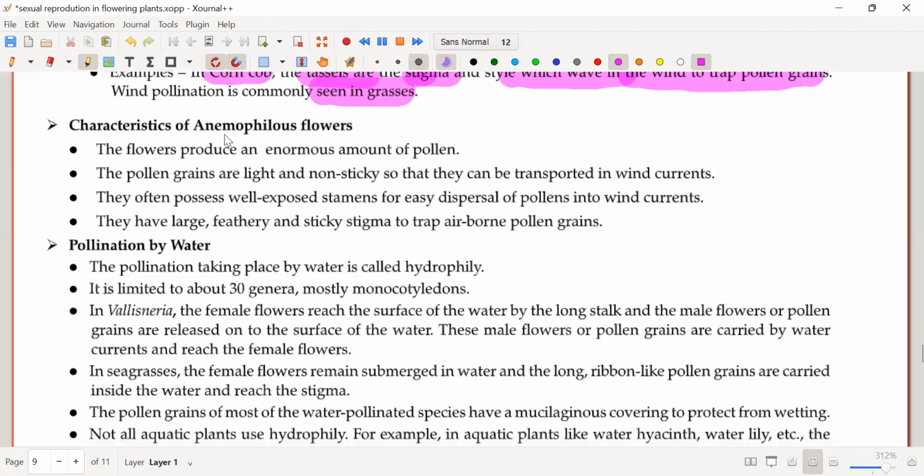Characteristics of anemophilous flowers. The flowers produce an enormous amount of pollen. The pollen grains are light, non-sticky, so that they can be transported in wind currents. They often possess well-exposed stamens for easy dispersal of pollen grains. They have large, feathery, and sticky stigma to trap the airborne pollen grains.